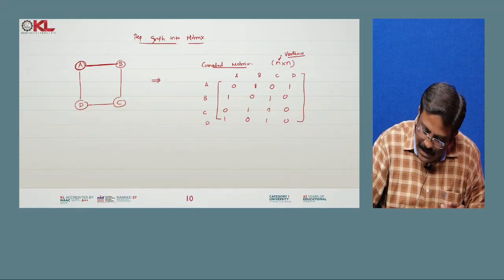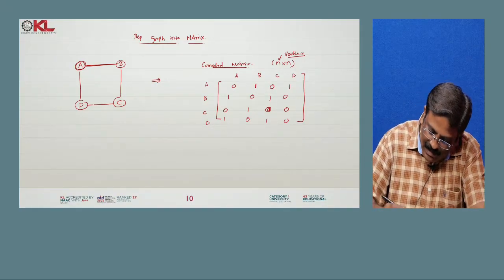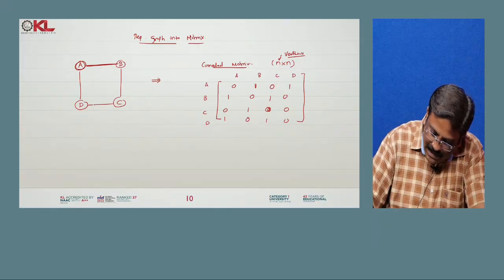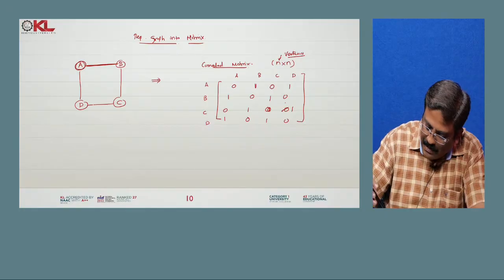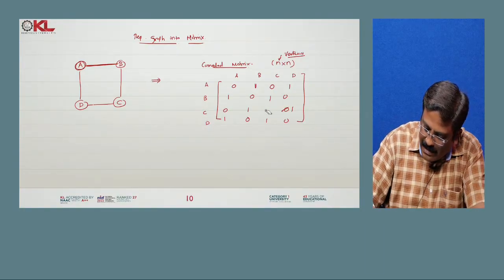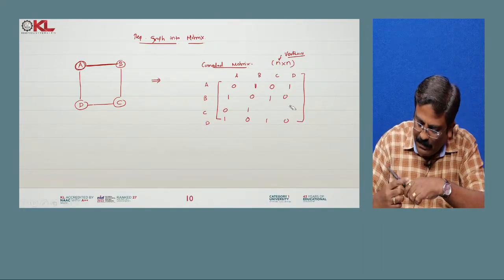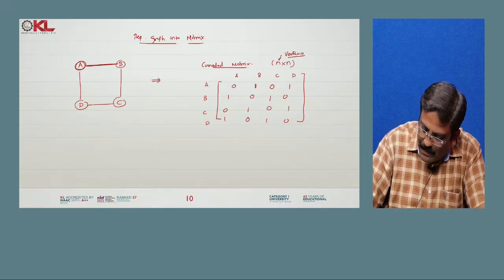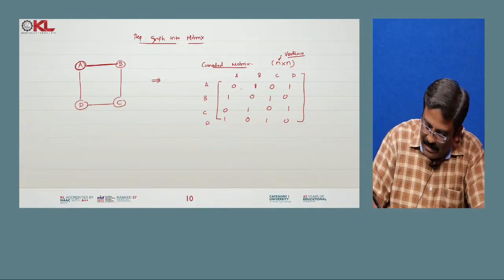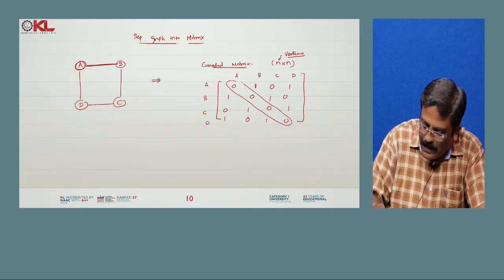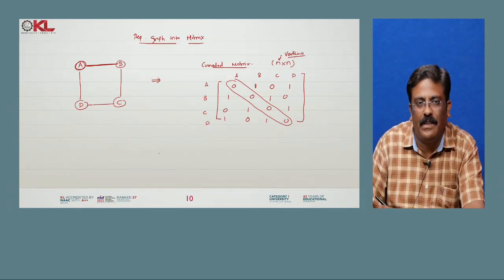Oh, here C to C there is no edge, right? C to C there is no edge, correct, and C to D there is an edge, so here it should be 1. This has to be corrected: this has to be 0, and there this has to be 1. So if you look at this connection matrix, the diagonals of your matrix have become 0 because no self loop is present.